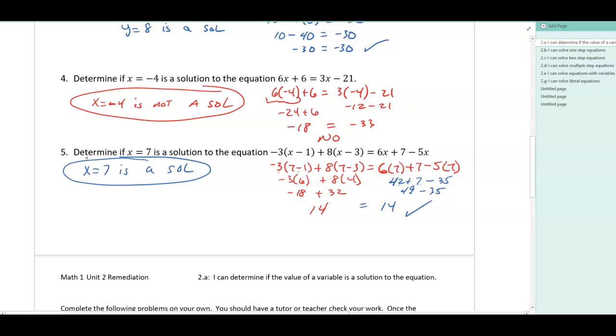So remember, anytime we're trying to determine if a value is a solution to the equation, all we do is plug it in and check for a true statement. Go ahead, try the student practice, and let us know if you have questions.